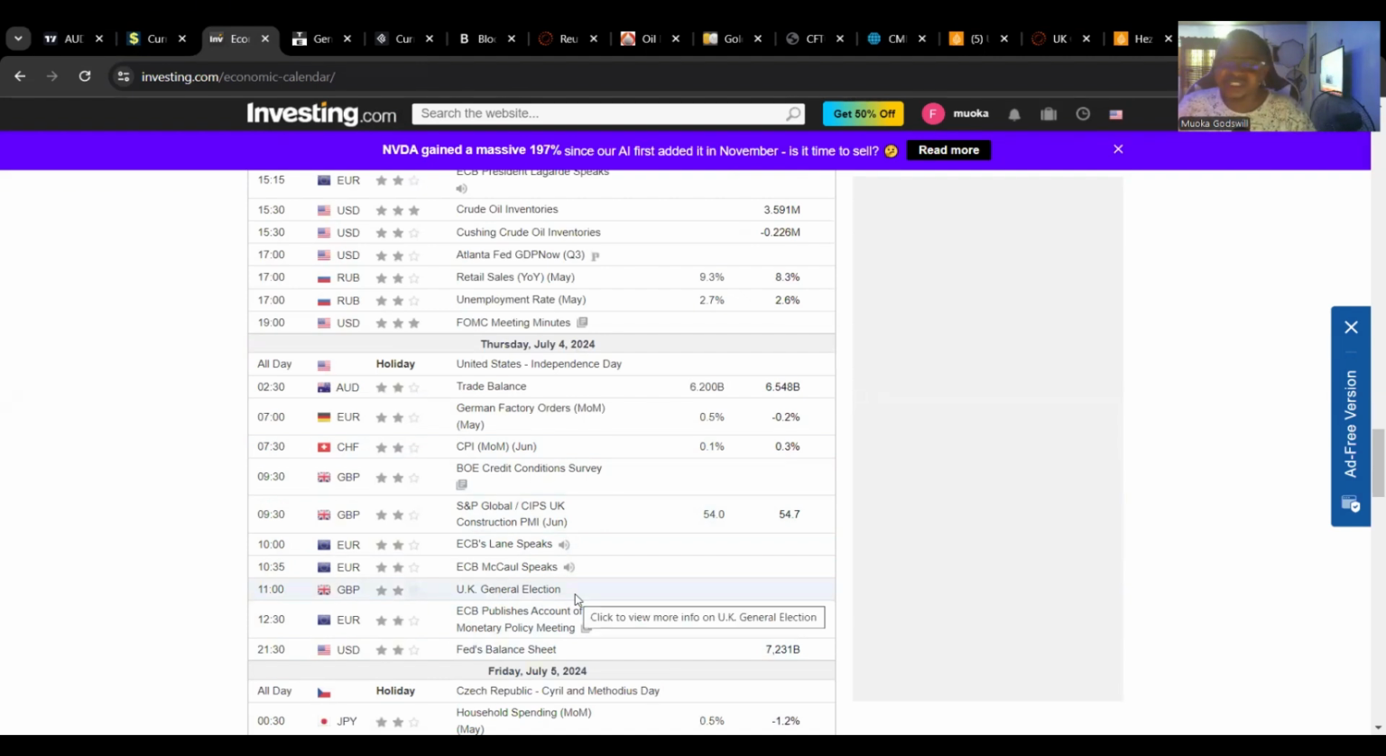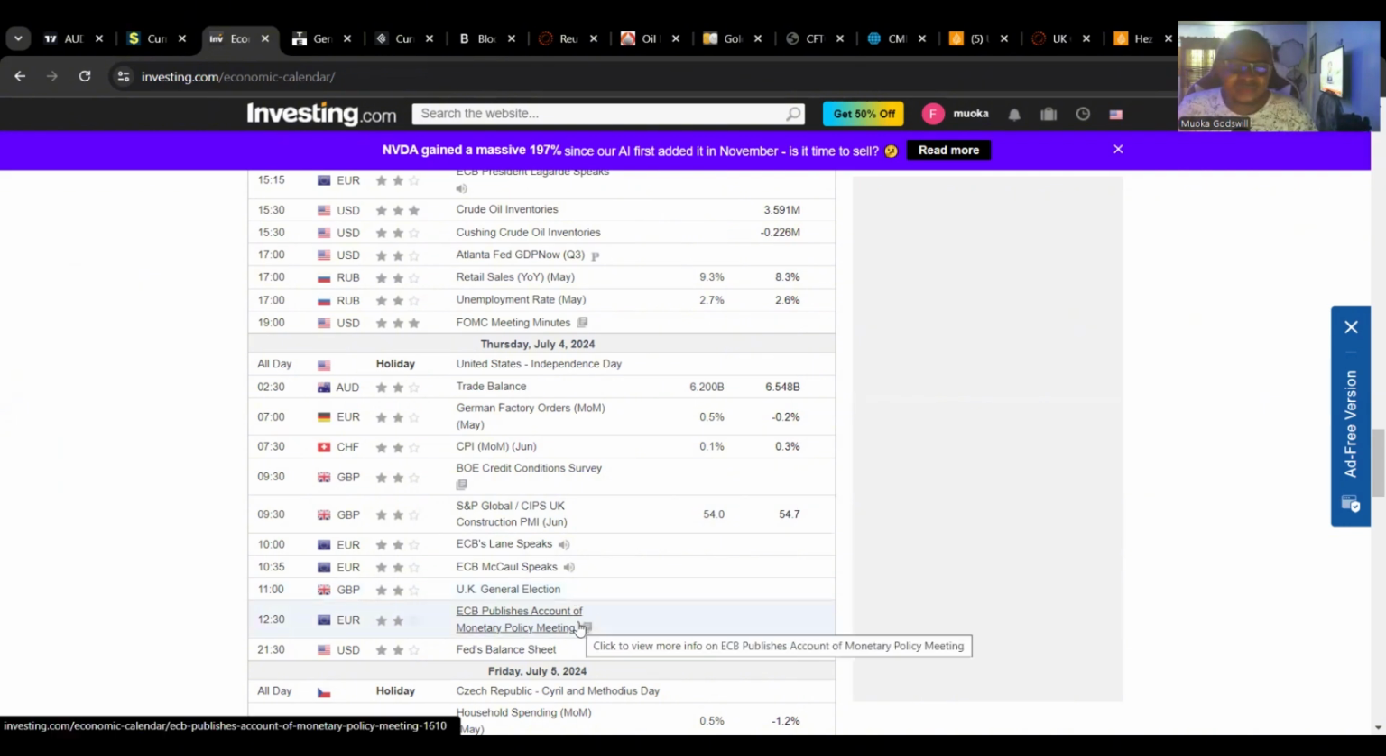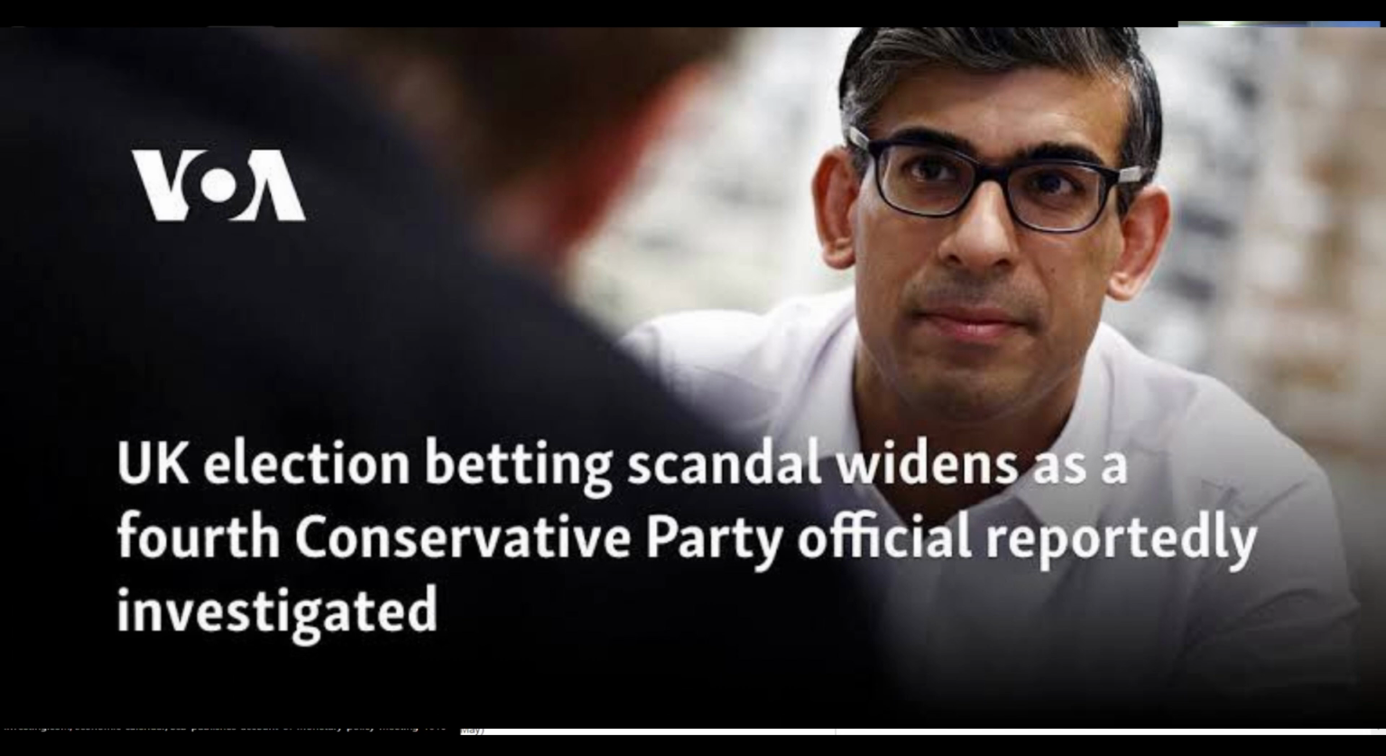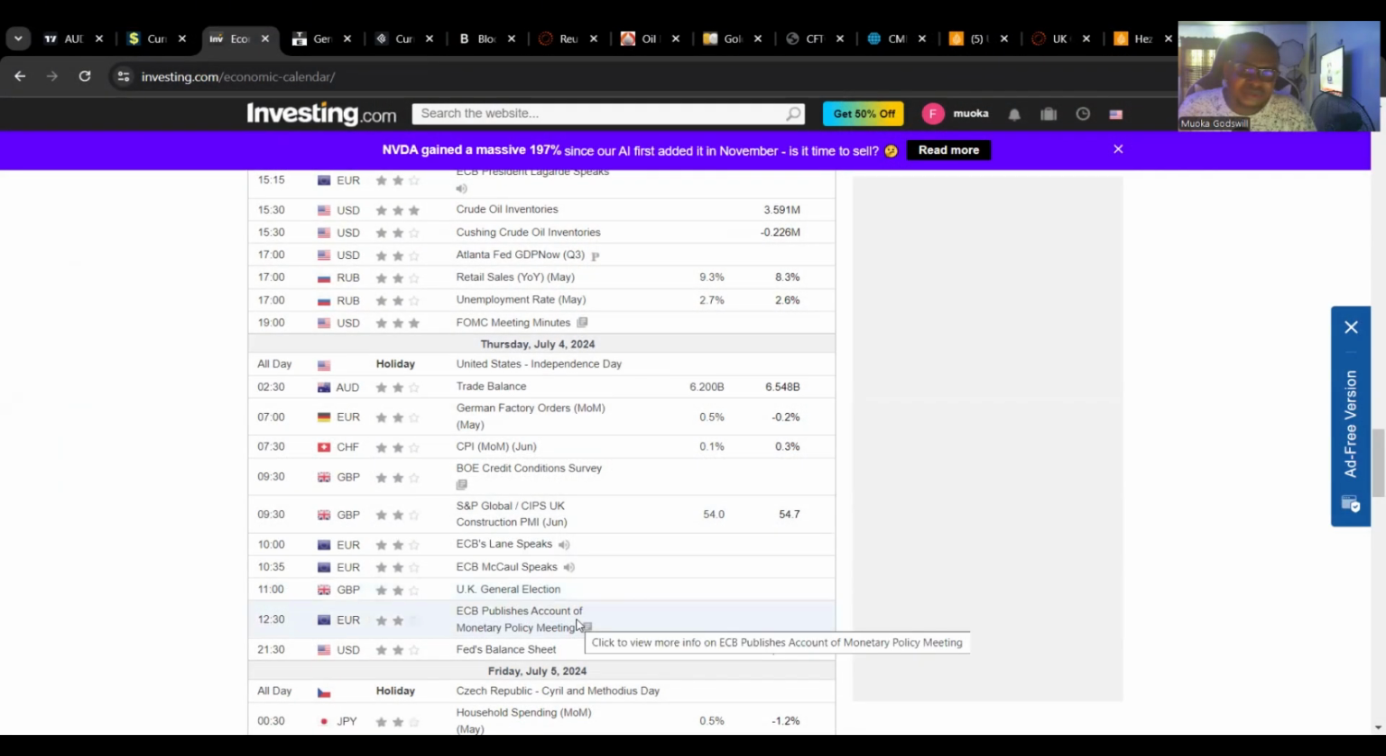I think Rishi Sunak could probably have an edge, but a slight edge. There is a lot of scandal from his Conservative Party, five members with betting issues, but at least he has an edge, in as much as immigration is at its peak, which is the major concern for British voters, right?